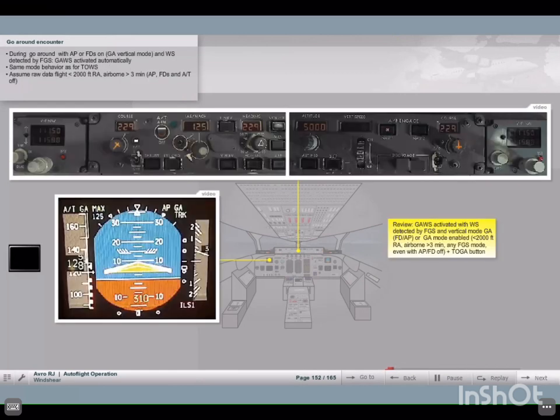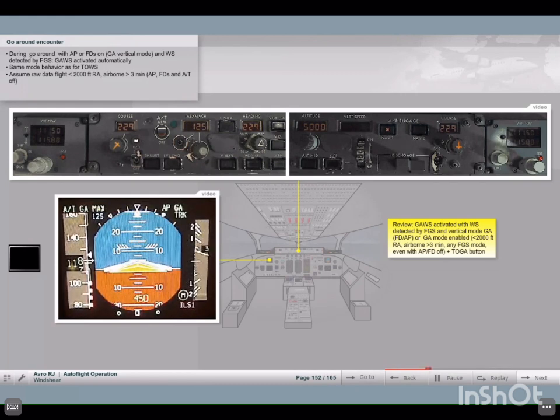During a standard go-around with FD or AP on, vertical mode being GA and wind shear detected by FGS, GAWS is automatically activated as in the takeoff case, which we had a look at before. Wind shear, wind shear, wind shear.